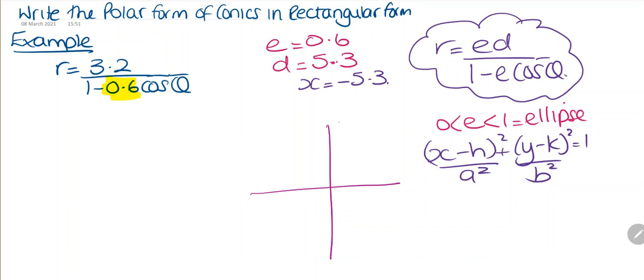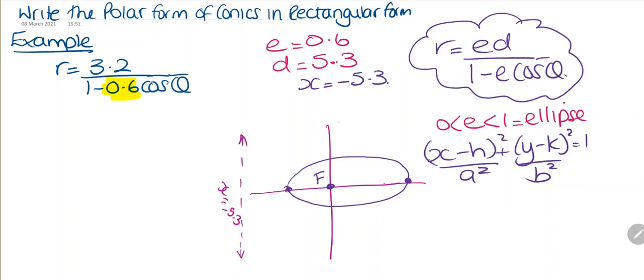We've got the focus at the center. And what do we know? That the directrix is at x is equal to minus 5.3. That's the line. We're going to be drawing an ellipse which is going to face away from our directrix. We're not sure where at the moment, but we're estimating that it's going to do something like this. And we need to find these vertices.